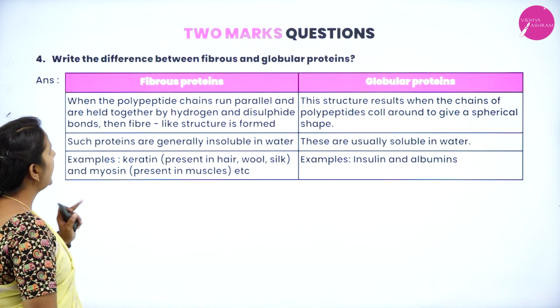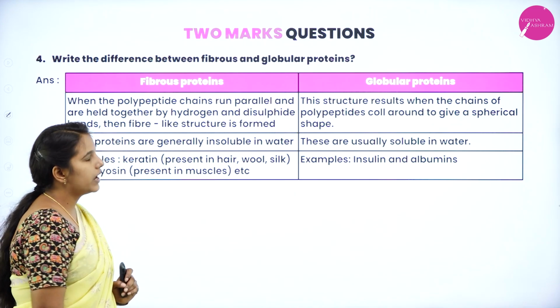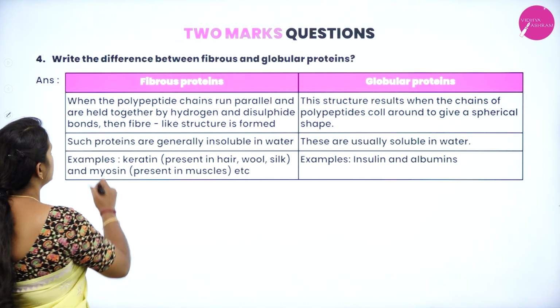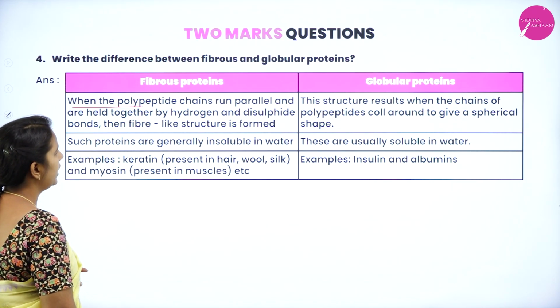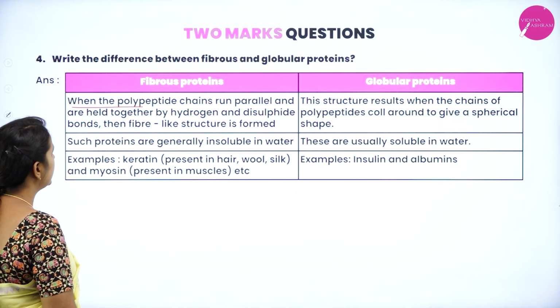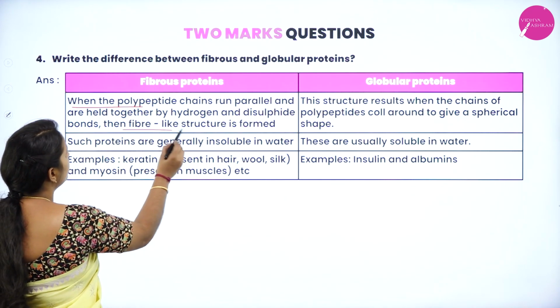Next question: write the differences between the fibrous and the globular protein. So we know that fibrous proteins are those in which the polypeptide chains run parallel and are held together by hydrogen bonds and disulfide bonds, and they look like fibers.